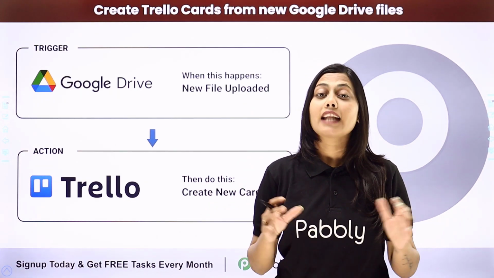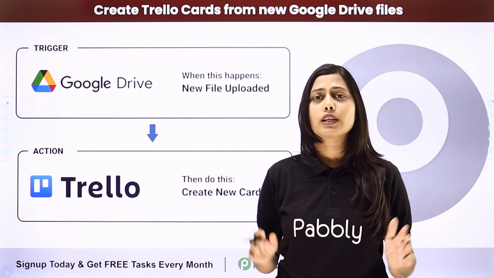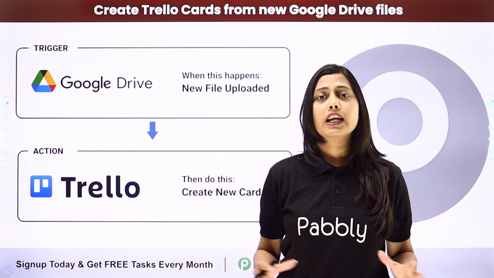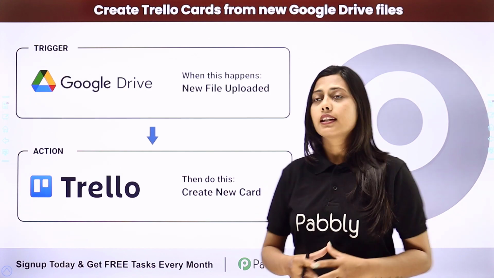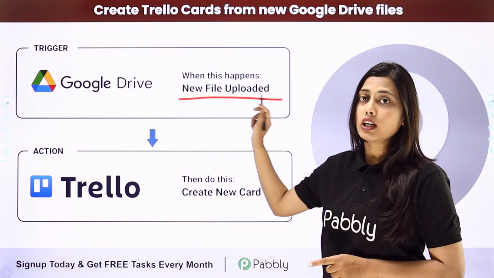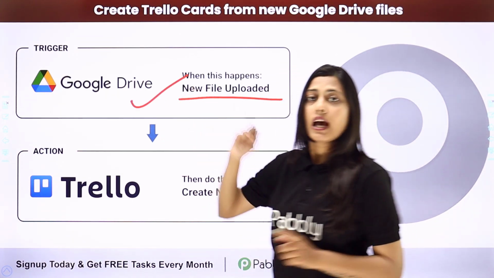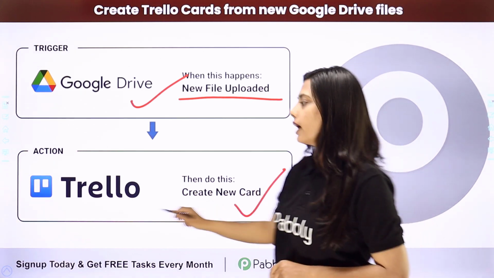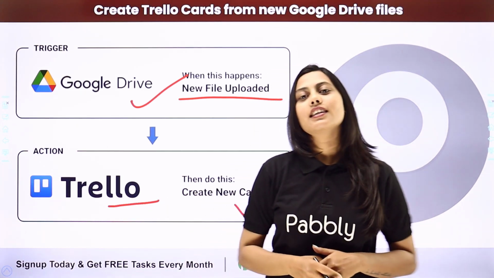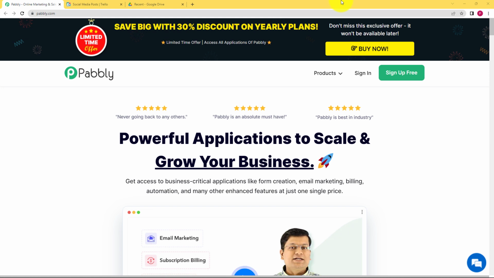But let me tell you, we can actually automate this whole process by using Pabbly Connect. We will integrate both these applications in such a way that our trigger will be a new file uploaded in your Google Drive and our action will be creating a new card in Trello. Let us learn how to do it. So in this video, we will learn how to create Trello cards from Google Drive files.